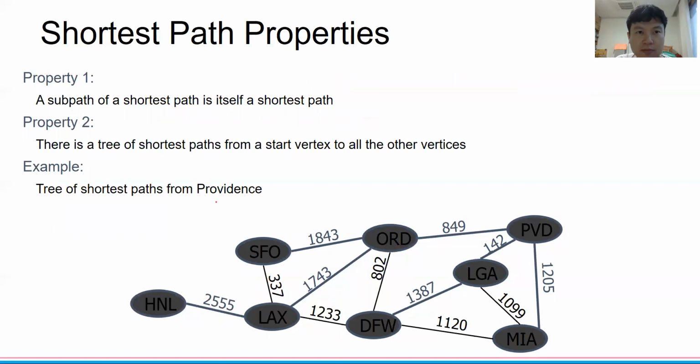And in the shortest path, there are at least two properties. The first is a subpath. You know about a path in a graph. A subpath of a shortest path is itself a shortest path. So if there is a subpath of a shortest path, of course, it is a shortest path itself. And property number 2, there is a tree. You know, tree. We learned about the concept of tree. So there is a tree of shortest paths from one vertex to other vertices.